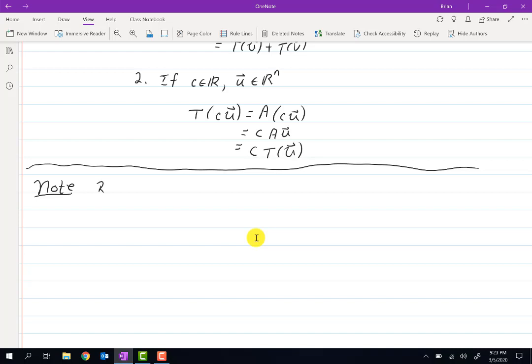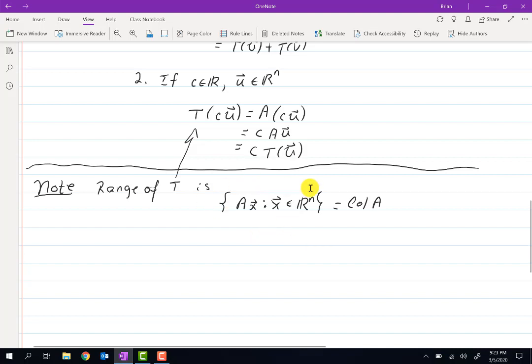The range of T, that's this T up here, the range of that T is the following. I don't know if I want to give it a letter or not, but I'll write down what the set is. That would be A of x such that x is in R to the N. But we already know what this is. This is the column space of A. So the range is simply the column space here.